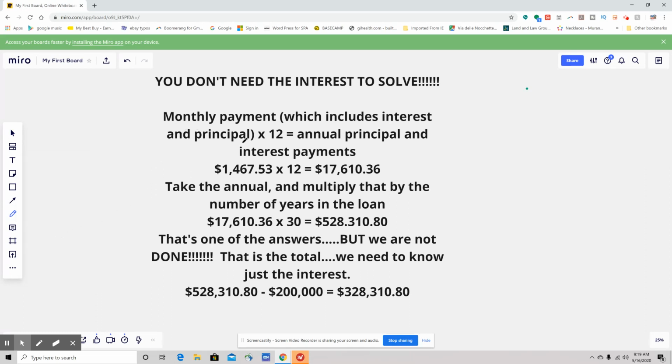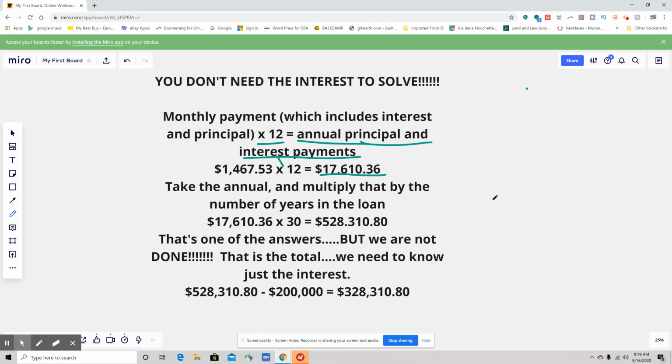What you need to do is take the monthly payment and multiply it by 12. Why 12? Because you need to get the annual principal and interest payments, okay? We need to get the annual payments because right now we're working with a monthly, so we need to just extrapolate that a little further. So the annual payments, principal and interest, are $17,610.36.